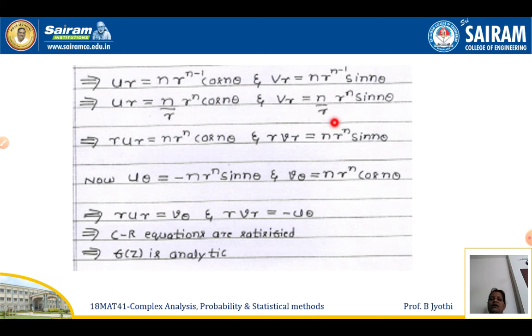vr is also n by r into r power n sin n theta, and this r is taken to this side. That is r ur is equal to n r power n cos n theta. Similarly, r vr is equal to n r power n sin n theta, and this is v theta. Next, u theta is minus n r power n into sin n theta, and v theta is n r power n into cos n theta. So we can observe r ur is v theta, r vr is minus u theta. Hence the CR equations are satisfied. So f of z is analytic.